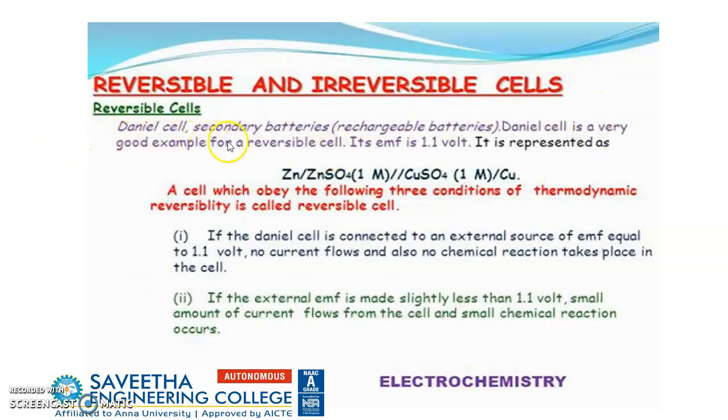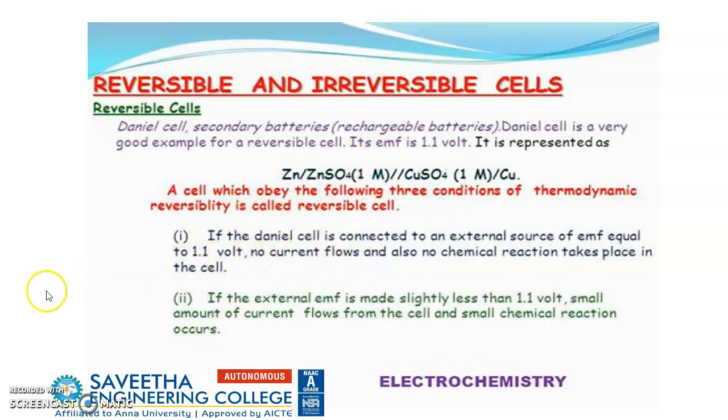Daniel cell, we call it as, actually they could also be classified as secondary and primary battery. Reversible cells are secondary batteries, or we can say rechargeable batteries. Daniel cell is a very good example of a reversible cell. In a Daniel cell, it produces 1.1 volt when it works. And there are two conditions for a cell to behave like a reversible cell.